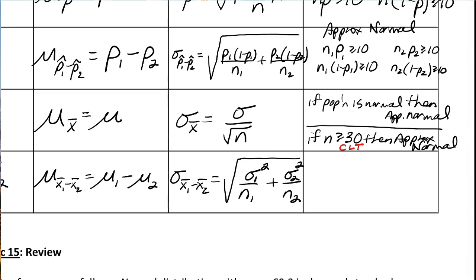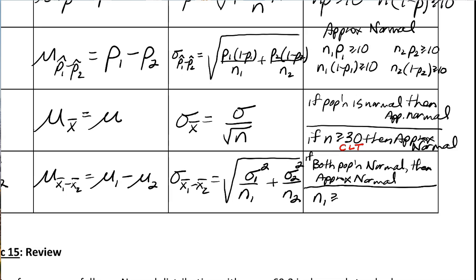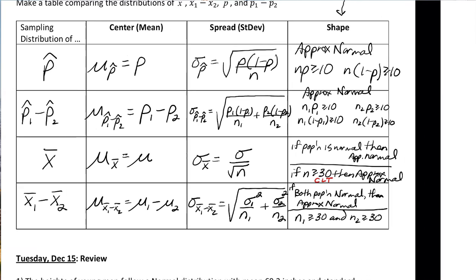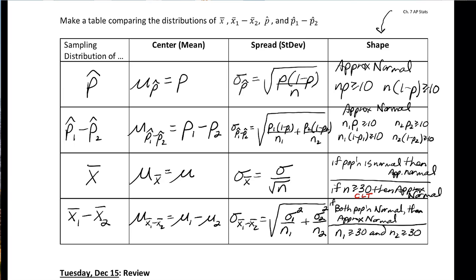For the shape, we would need to know both populations. If both populations are normal, then automatically the sampling distribution is approximately normal. If not, if the shape is like left skewed or right skewed or bimodal or some weird population shape, you would need to check that both n1 is greater than or equal to 30 and n2 is greater than or equal to 30. And if that's the case, then the sampling distribution will be approximately normal. So we have conditions under the shape column.